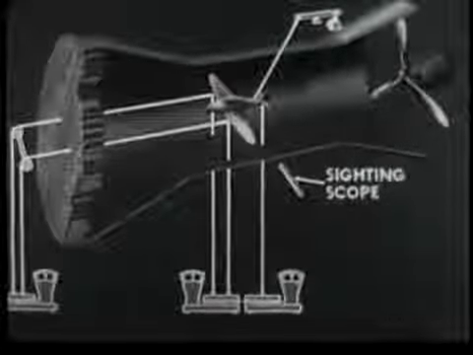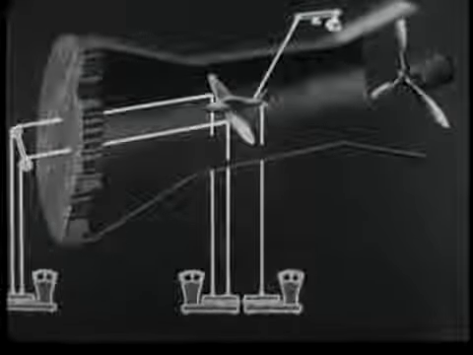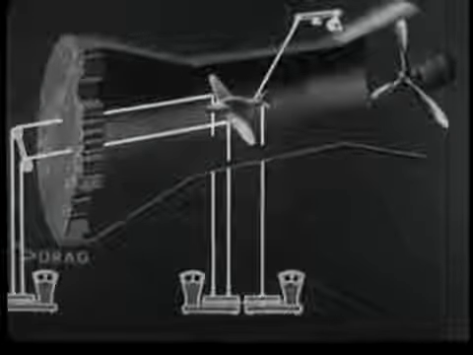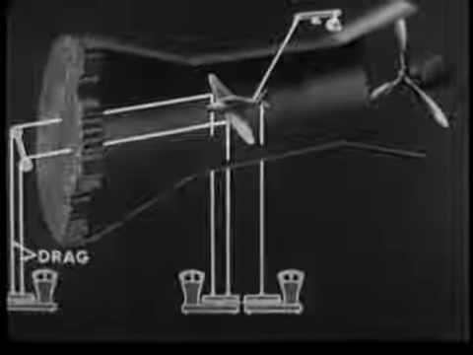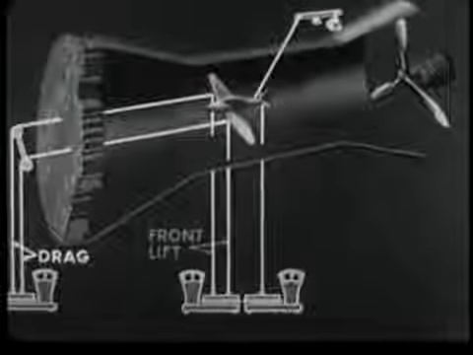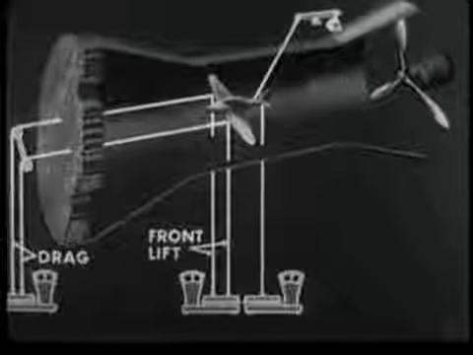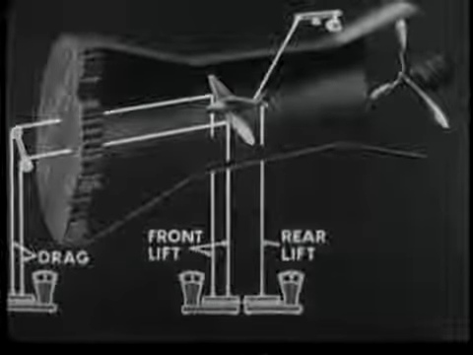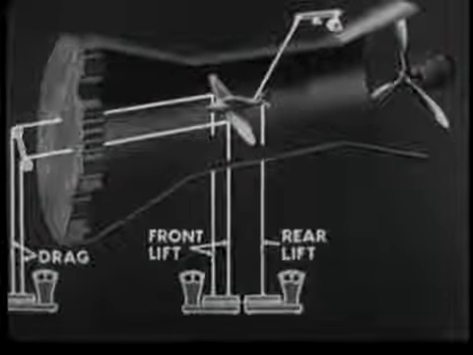The position of the model is observed through sighting scopes. With the air flowing at the desired velocity, drag force is exerted upon these wires. Front lift is measured as the actual lifting force upon these wires. Rear lift is the force upon this wire. Total lift is the sum of front and rear lift.